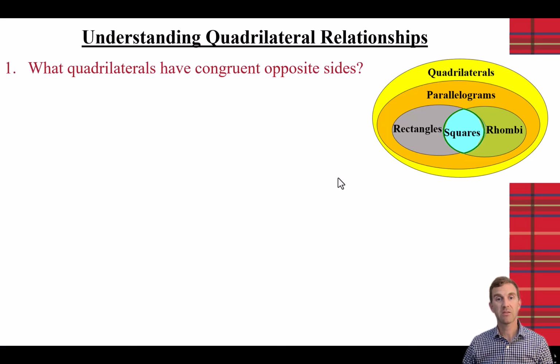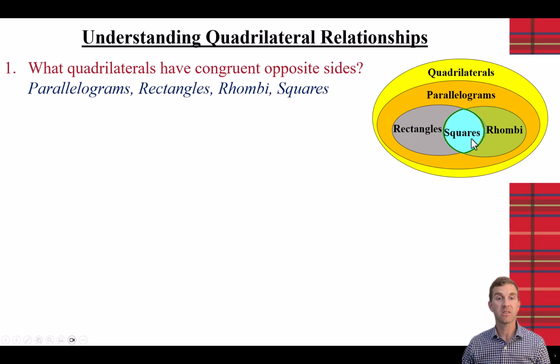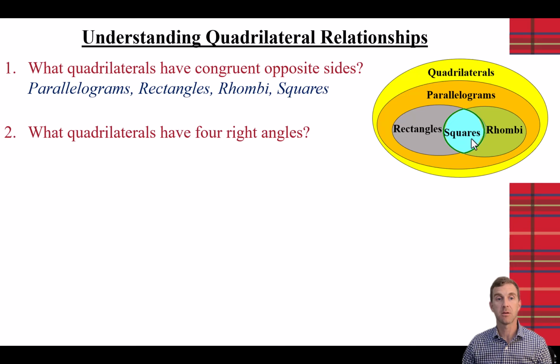What quadrilaterals have congruent opposite sides? Well, we know that starts at the parallelogram, so anything inside. So that's the rectangles, the rhombi, and the square, all of them because they fall inside the parallelograms. What about four right angles? Well, we know that's a unique property of rectangles, but squares are inside that group, so it's both of those.